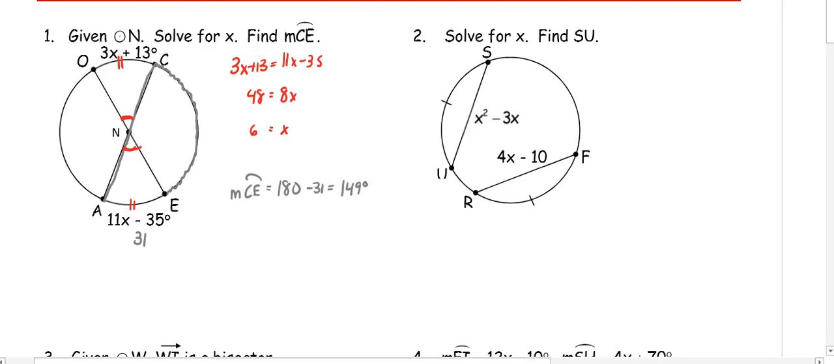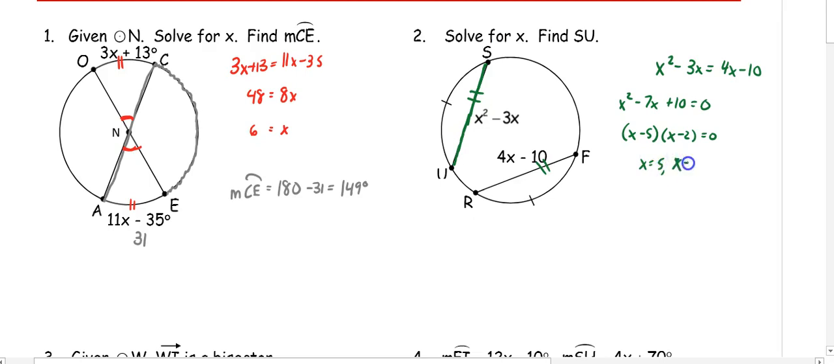In number two, we want to solve for x and find SU. So because it doesn't have an arc above it, we're looking for the length of this chord. So before I do that, I need to know what x is. So x is on the chord pieces. Well, because these arcs are congruent, these chords are also congruent. So we would have x squared minus 3x equals 4x minus 10. So I can move everything to the x squared side. So x squared minus 7x plus 10 is equal to 0. So that would factor to x minus 5 and x minus 2 equals 0. So x is 5 and x is 2.